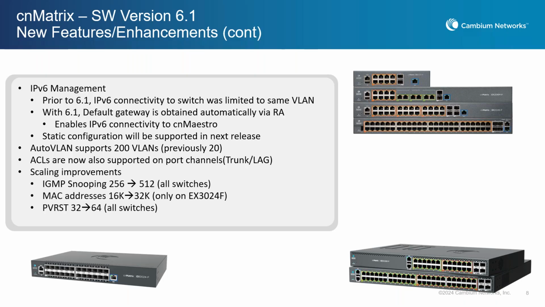And then a bunch of miscellaneous scaling improvements, and these are big. For IGMP snooping, we've always supported up to 256 multicast groups, and that's plenty for almost all deployments. When you start talking about aggregation switches, you might need more, and since we just started recently shipping our fiber aggregation switch, we scaled this up from 256 to 512. Our MAC address table, same thing for our fiber aggregation switch. We scaled this up from 16K to 32K. And then for VLAN specific spanning tree, we increased that from 32 to 64.